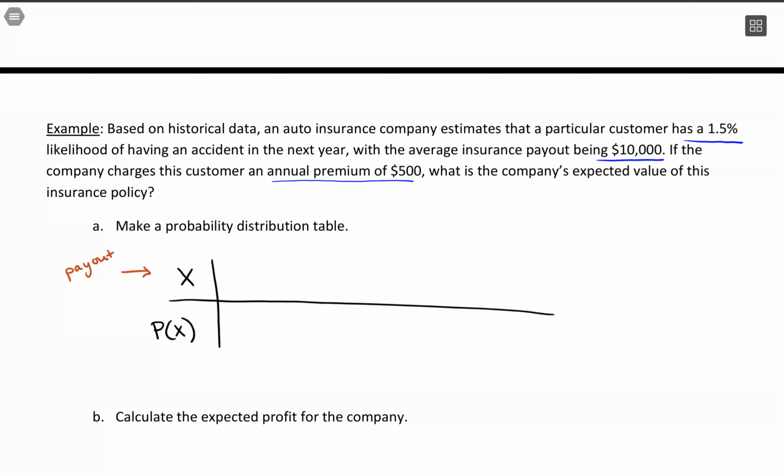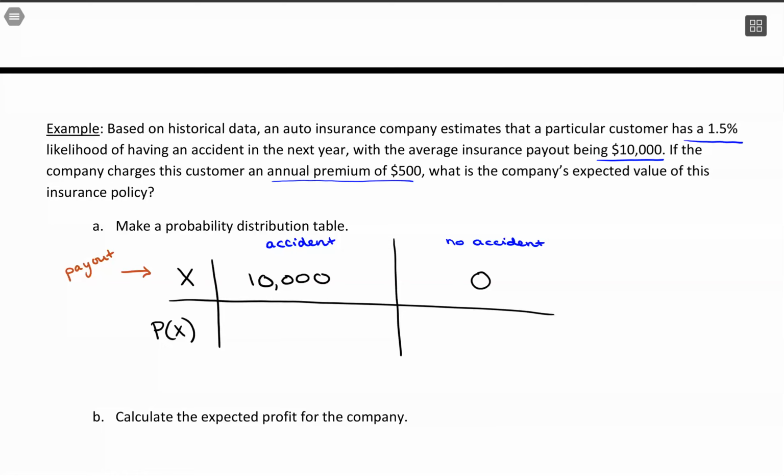There are 2 types of customers here. There are those that are having an accident and need to use that payout of $10,000. And then there are those that don't have an accident, so there's no payout. So for our 2 X values, they could pay out $10,000, or if they don't have an accident, then they don't have any payout to worry about, so that would just be $0. We're very much simplifying this here, but for this auto insurance company, these are the 2 cases.